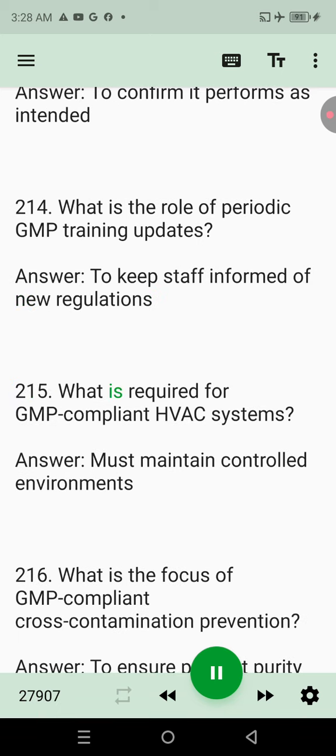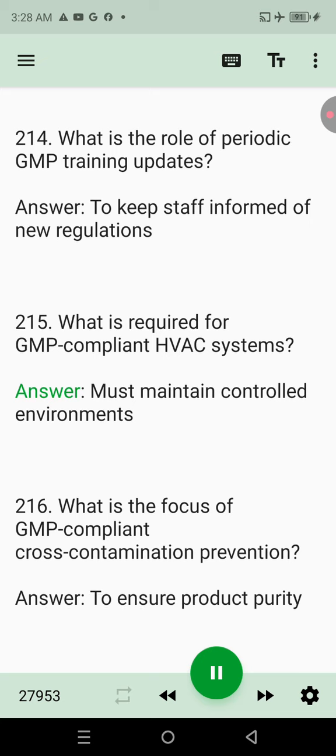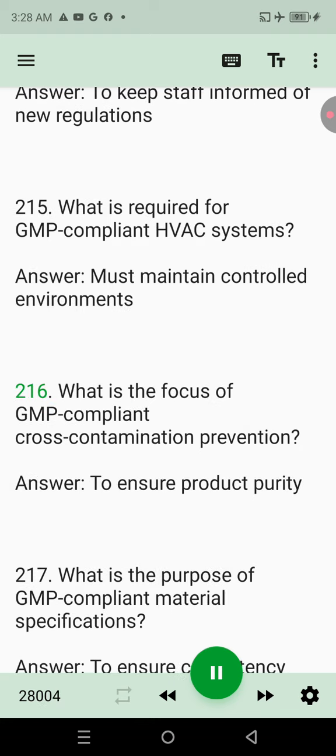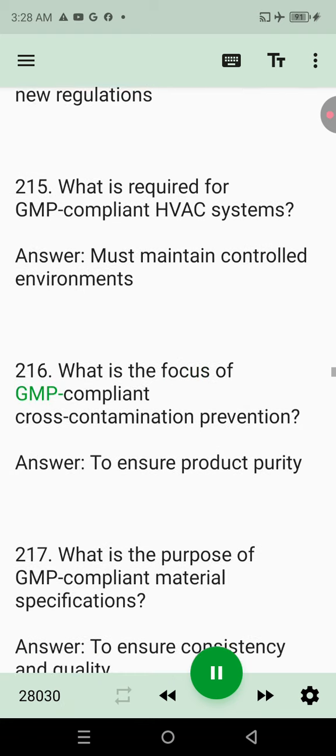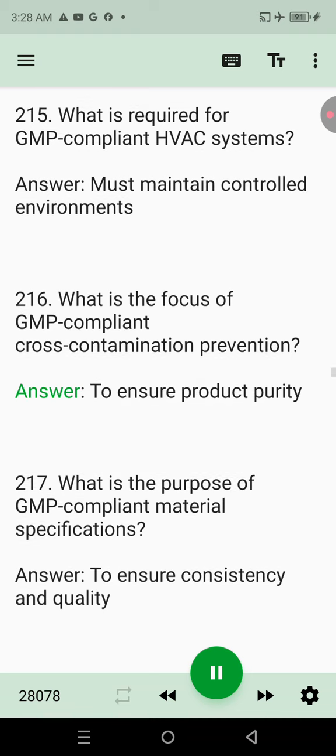215. What is required for GMP-compliant HVAC systems? Answer: must maintain controlled environments. 216. What is the focus of GMP-compliant cross-contamination prevention? Answer: to ensure product purity.